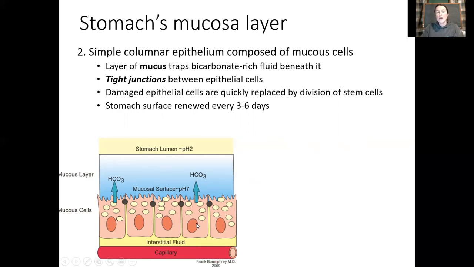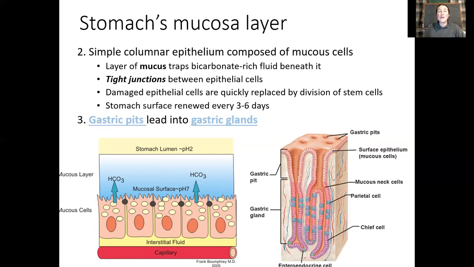Okay. The other way that we can protect the underlying tissues, protect the rest of our body, is by using lots and lots of tight junctions to essentially sew these cells together. Okay. Now, all of these things are super helpful. It's wonderful, but still there's a lot of damage that happens to the stomach surface, so much so that we literally replace our entire stomach lining once or twice a week.